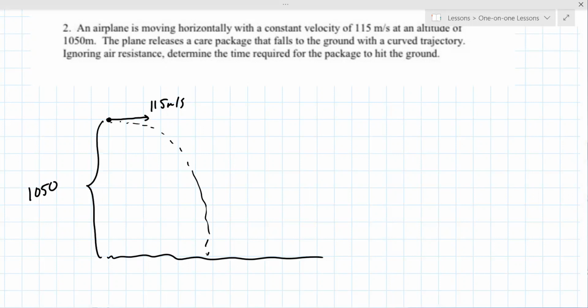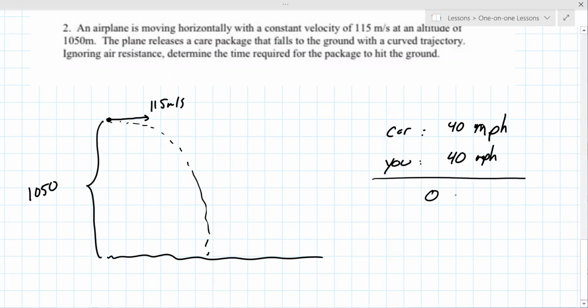One of the things that I think is unclear, and as a driver this applies to you: when your car is traveling down the road at, let's say, 40 miles per hour, how fast are you traveling? You are also traveling at 40 miles per hour. Now, why don't you feel like you're moving? That's the next logical question. It's because relative to the car, you feel like you're not moving, because the difference between them is zero.